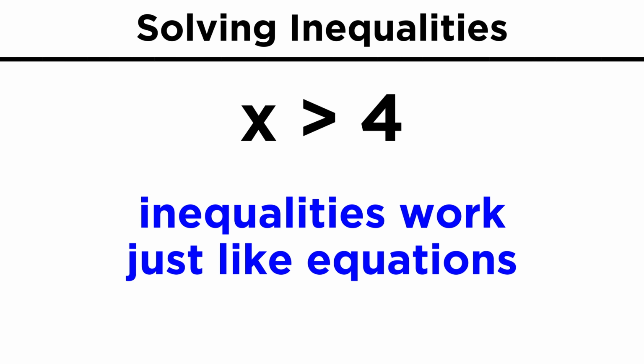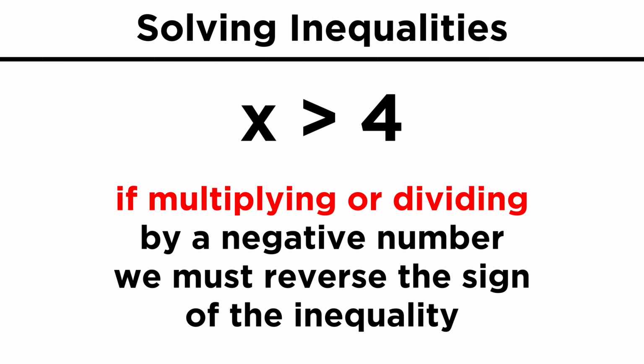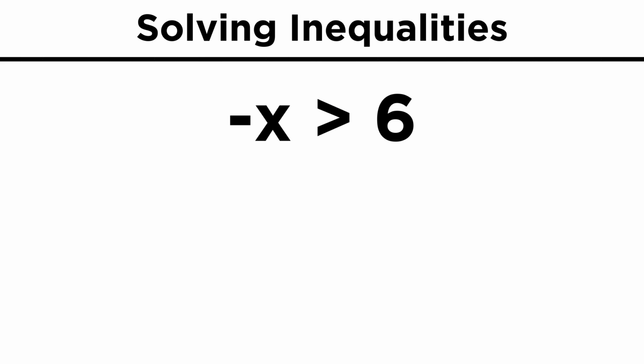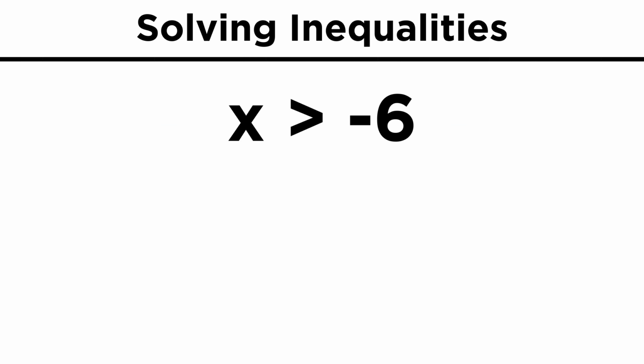So everything here works the same way it does with equations, but there is one difference we need to point out. If we are multiplying or dividing by a negative number, we need to reverse the direction of the inequality symbol. For example, if negative x is greater than 6, we would either multiply or divide both sides by negative 1 to get x. But if we do that, we have to switch the greater than to a less than. x is less than negative 6.